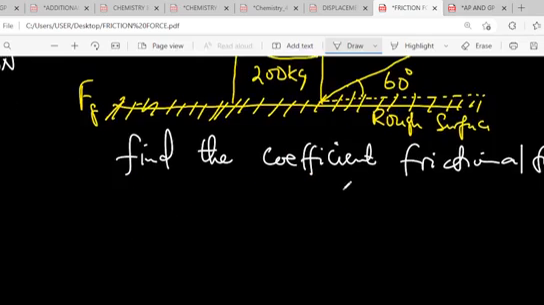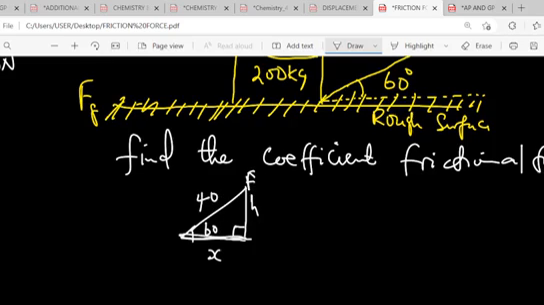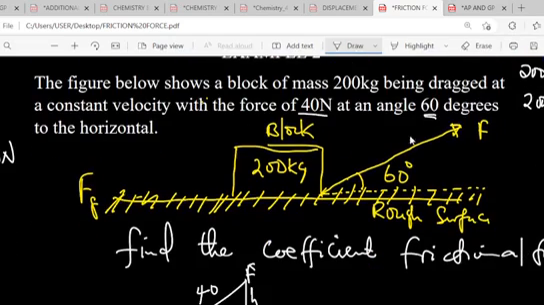We already learned under vectors that we can have a triangle. This is like 90 degrees, 60 degrees. So if you have to find the value of the horizontal component, that 40 is the force the person is pushing with. The person here is pushing with a force of what? A force of 40 newtons. But first we use the applied force.